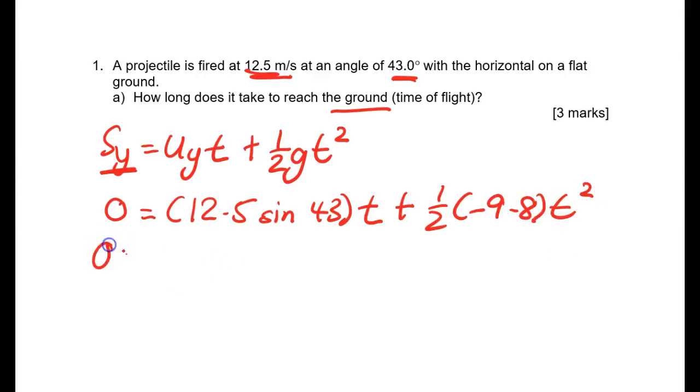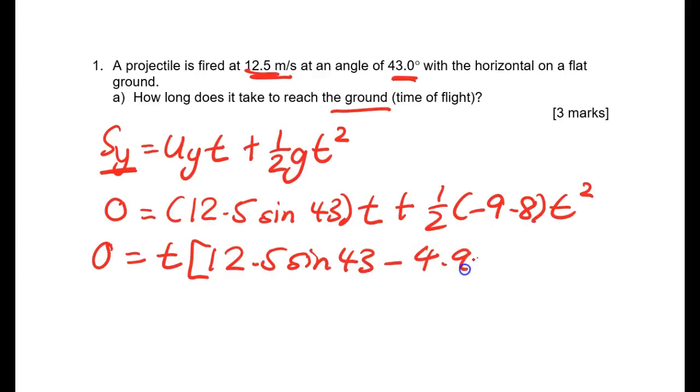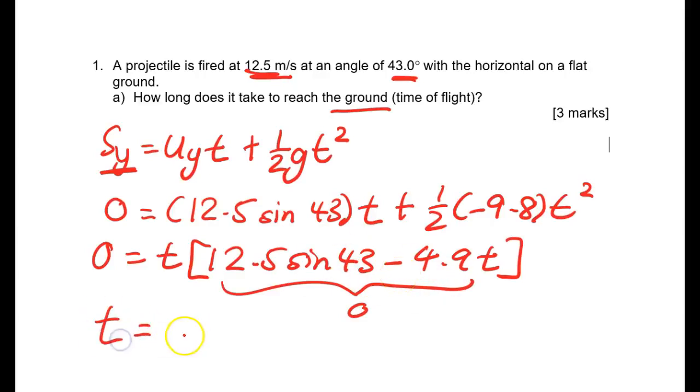And how do you solve this? You can factorize the t. This is what you get when you factorize the t. Basically, you're looking for the term inside this bracket to be 0. So when you solve the equation in the bracket to be 0, your time here is equal to 1.74 seconds. Okay, so that's one way of working on it.